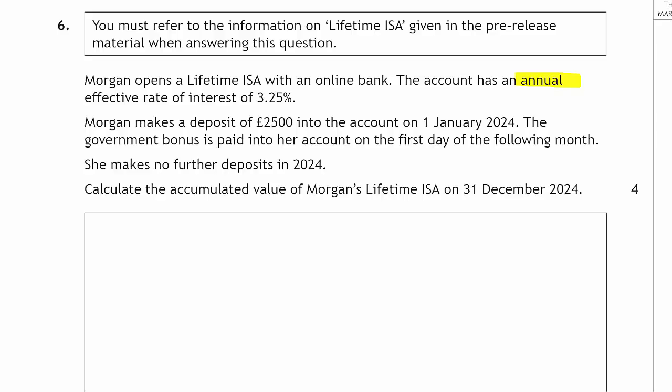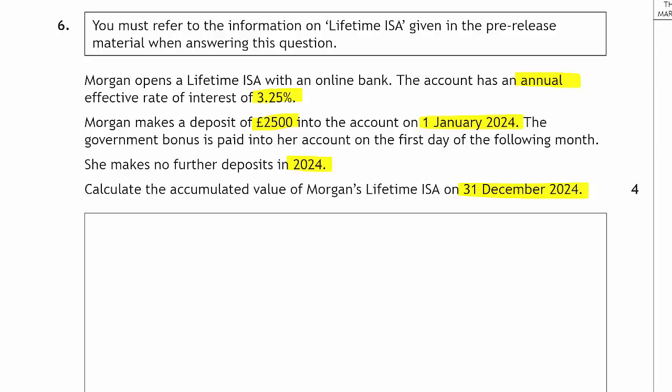and that is 3.25. Makes a deposit of 2,500 on the 1st of January. So just highlight the important bits of information. Doesn't make any more deposits in the whole of that year, okay, and by the end of the year we want to work out, well, how much has Morgan got in the bank account.